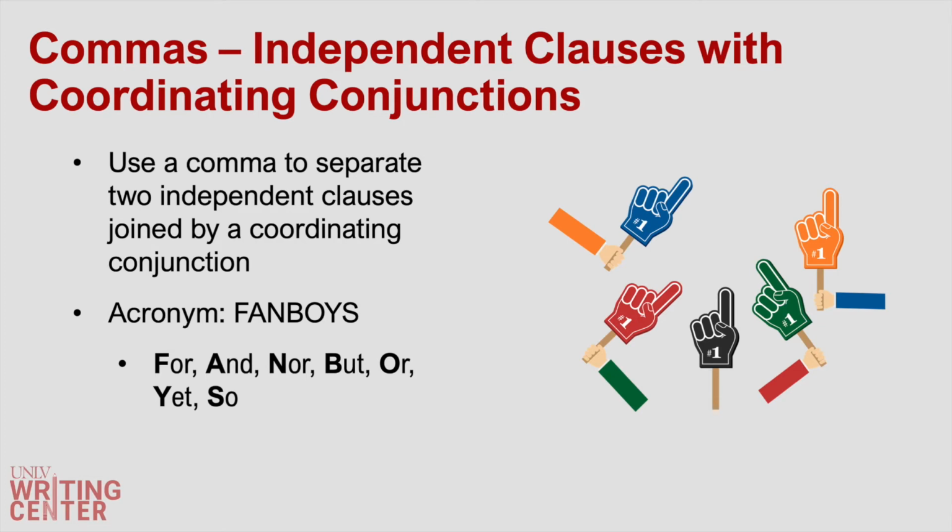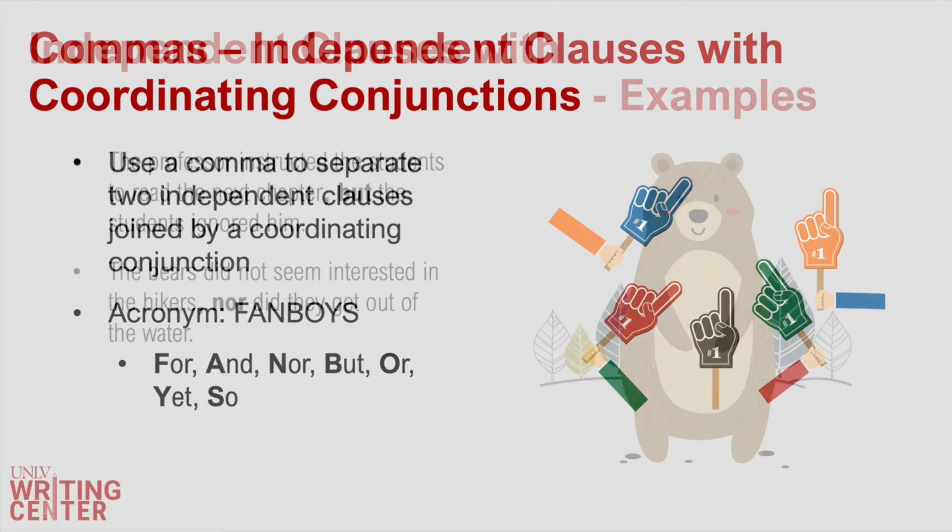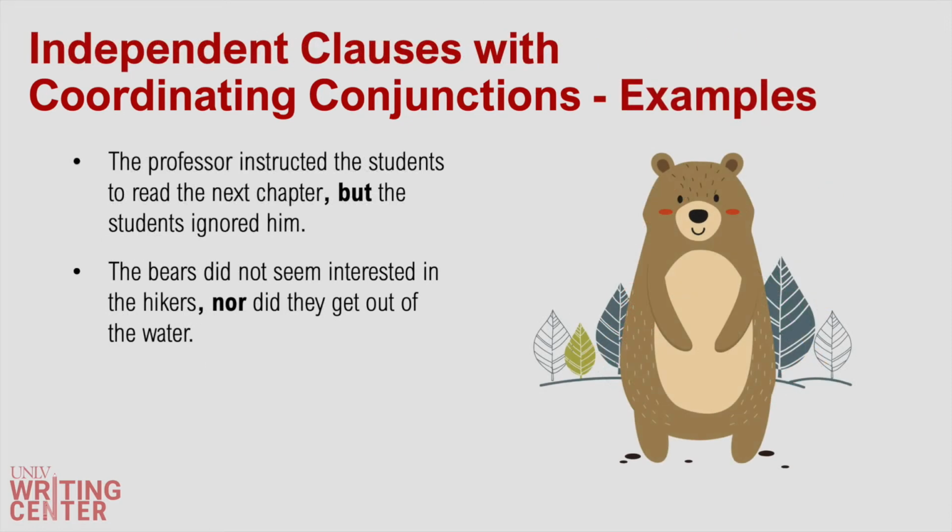With independent clauses and coordinating conjunctions, use a comma to separate them. Coordinating conjunctions are most commonly known as the words for, and, nor, but, or, yet, so, or FANBOYS, which is an acronym that may ring a bell for you. Here are some examples of how to use commas with an independent clause and coordinating conjunction.